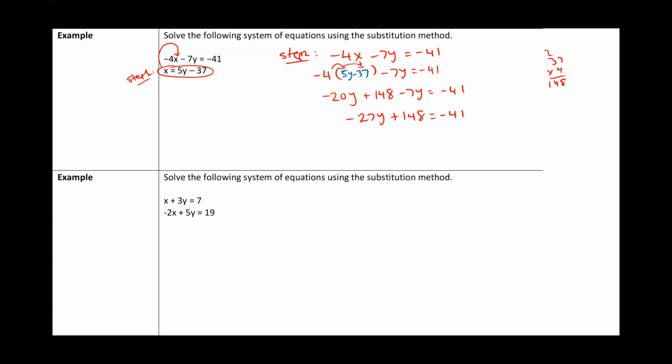Okay, if I keep going from there, the opposite of adding 148 is subtracting 148, so I subtract 148 from each side. And I'm going to get negative 27y equals negative 189. If I divide both sides by negative 27, I don't have a calculator. I think 27 times 9 is 189.